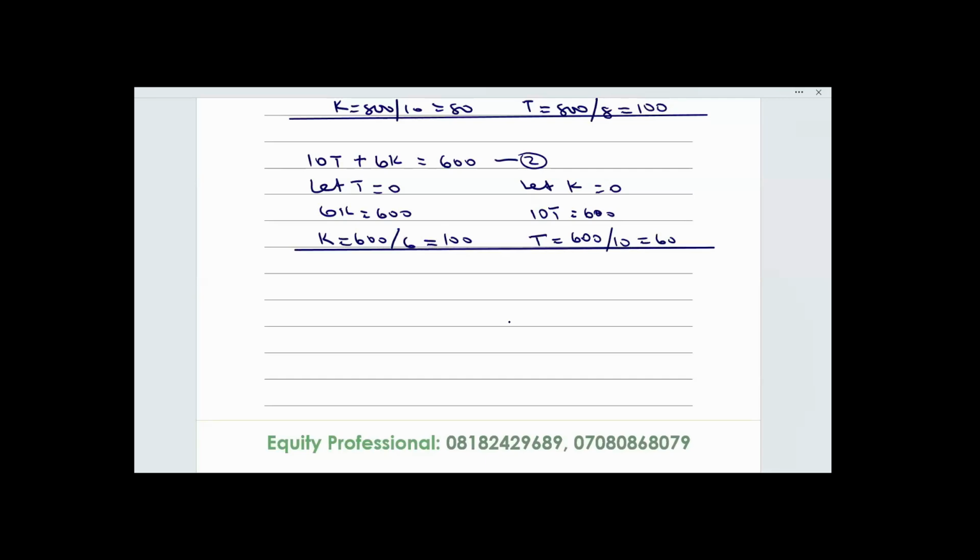I'll move to the third equation, which is 4T plus 12K equal to 720, equation 3. So let T equal to 0. So if T is equal to 0, 12K will be equal to 720. Therefore, K will be equal to 720 divided by 12, which is equal to what?